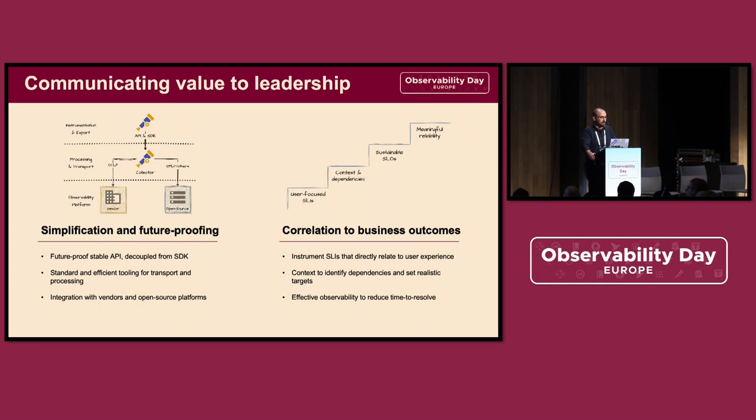Now, all the things that we talked about in terms of propagating context allow you as well to understand how a target that you set on a service will have an effect on the dependency chain, right? So if you understand that dependency chain, then you start to be able to set realistic and sustainable SLO targets. And that, in the end, ends up being meaningful reliability for your users because you're able to relate that to your business outcomes. So when something else fails, you're able to use all the power of observability to reduce your time to resolve and, in general, make everyone else happy, including the business people.